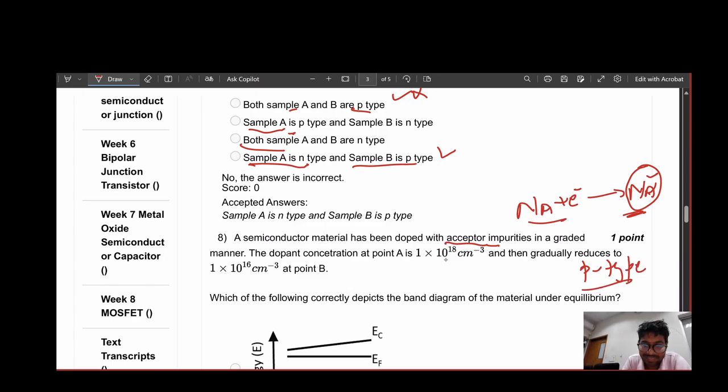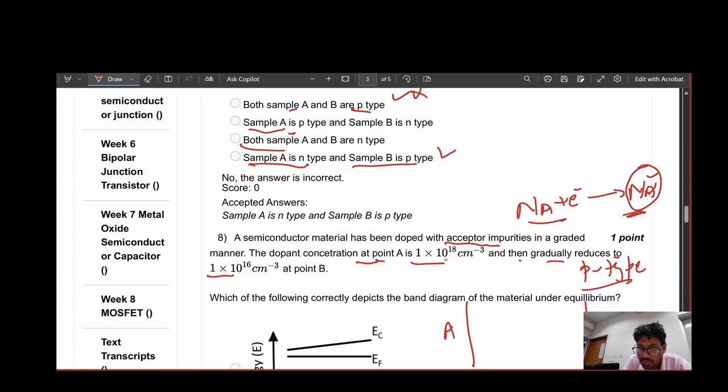The dopant concentration at point A is this much and then gradually reduces to 10 raised to power 16. Initially at point A, this is the point. Let us see, this is point A and this is point B. So the material is P-type.